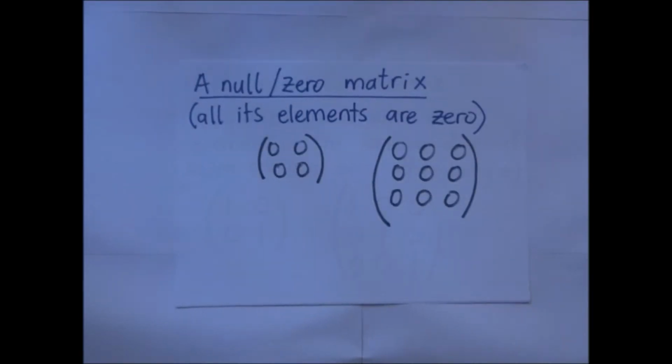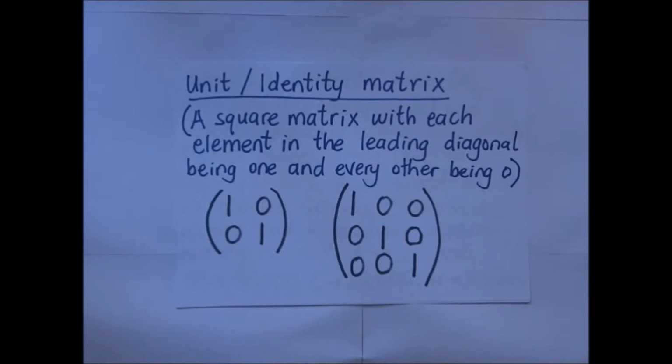Then we have what we call a null or zero matrix. A null or zero matrix is simply a matrix whose elements are all 0, as simple as that. Then we have what we call the identity matrix.